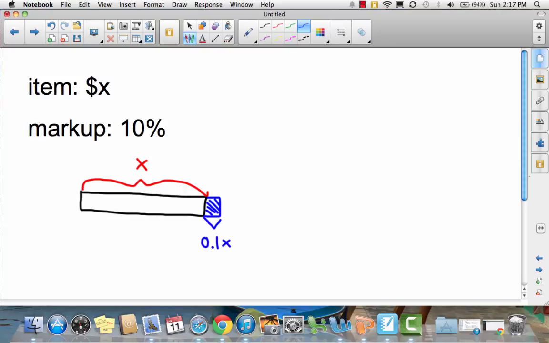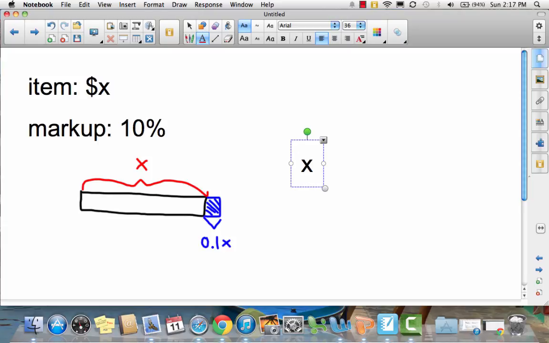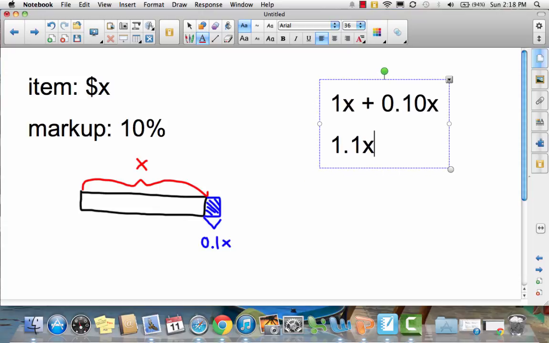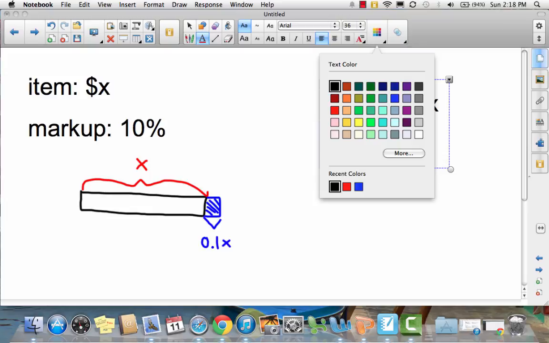And from this, I can now write two expressions that represent the price of the item. So my first expression would be the original price X plus 10% of X. Or if I combine my like terms, keeping in mind that there's a 1 sitting in front of this X, my second expression would be 1.1X.